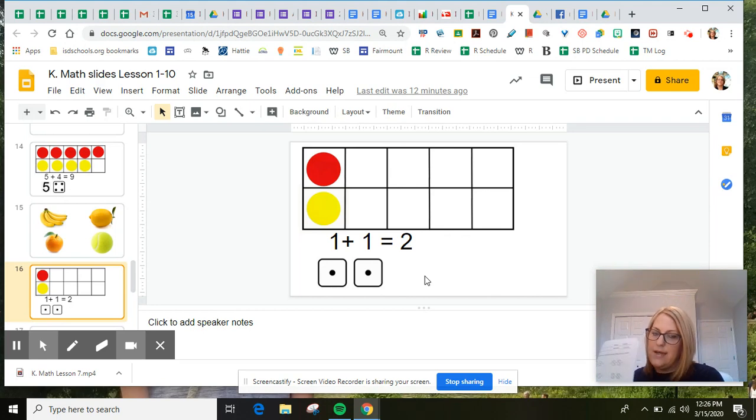When you practice this today, see if you can notice a pattern, because we're going to talk about that a little bit more tomorrow. Have fun doing your addition, and I'll see you again later.